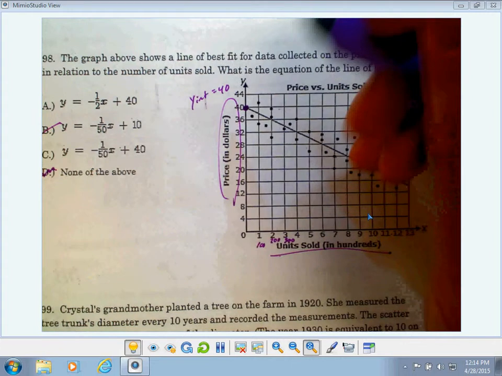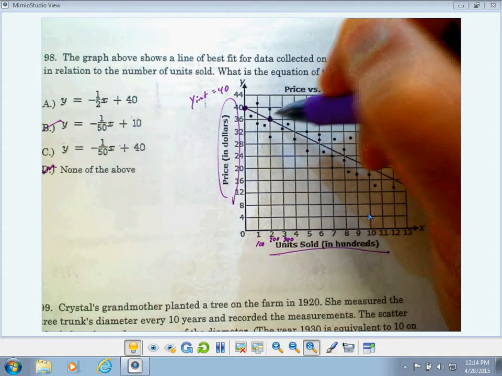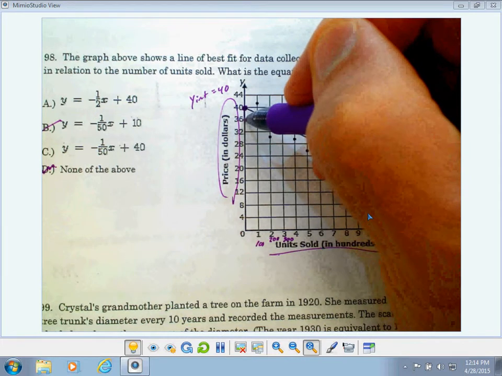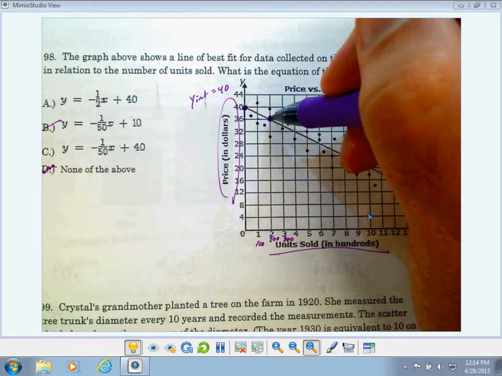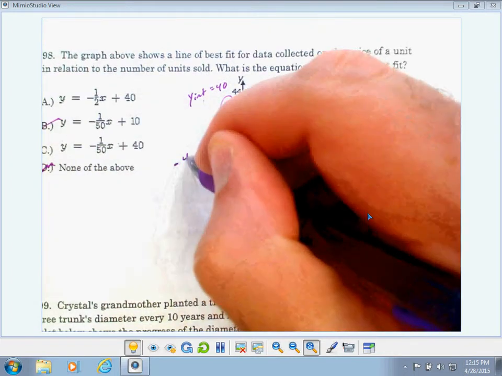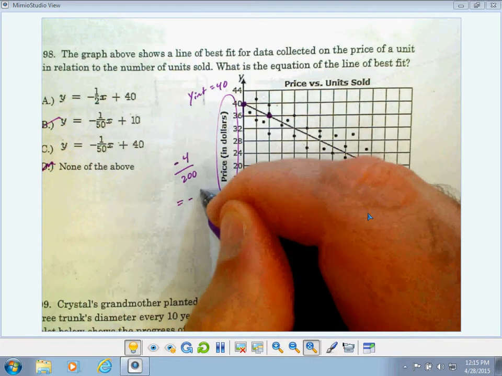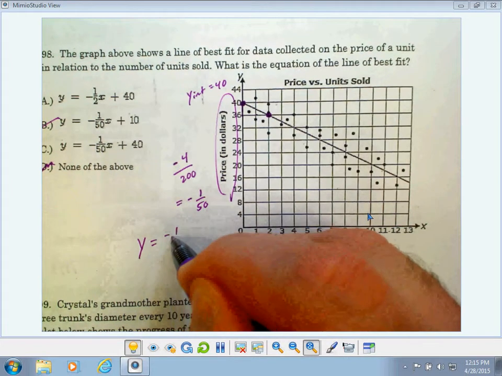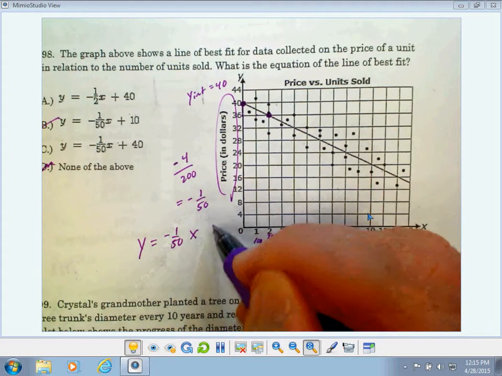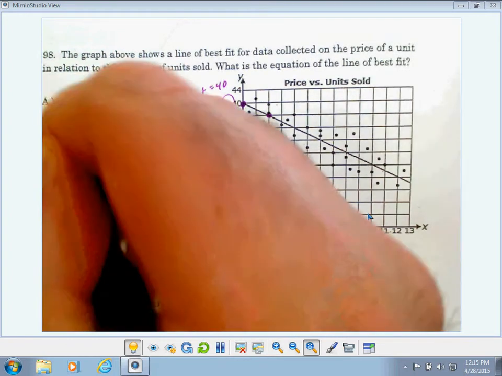Alright, so then if we count rise over run, we find another point right here. It would be down 4 and right 2, but remember when we go right 2, we're not going 2, we're going 200. So this is down 4 and right 200. If we reduce that, it's negative 1 over 50. So our equation should be negative 1 over 50x plus 40, which means the answer is C.